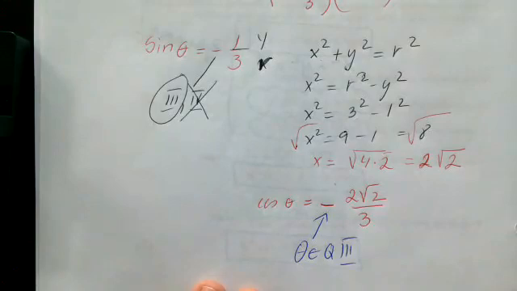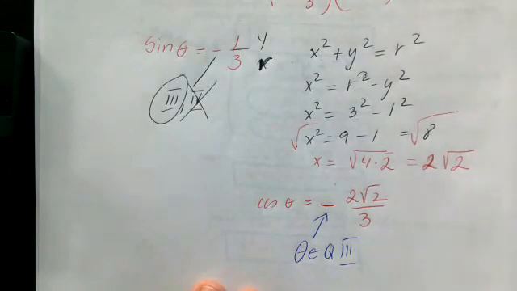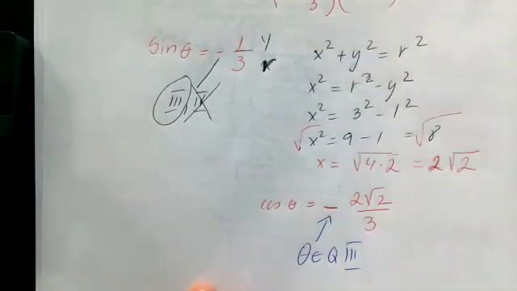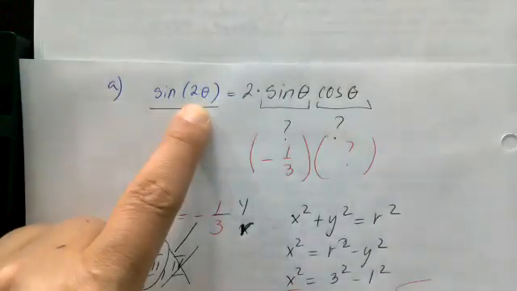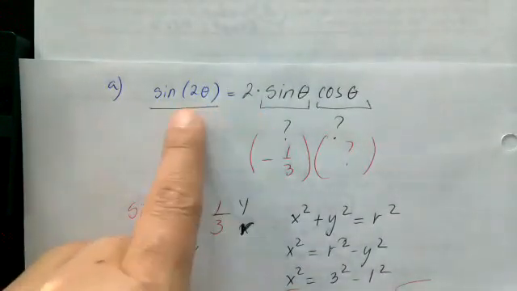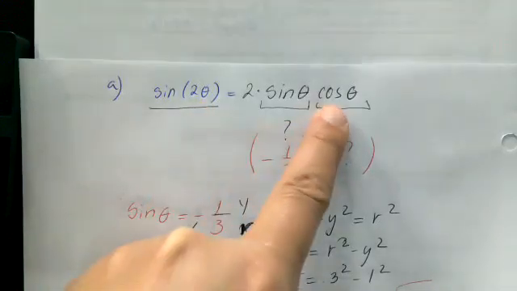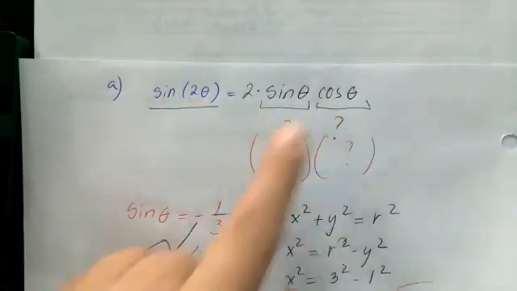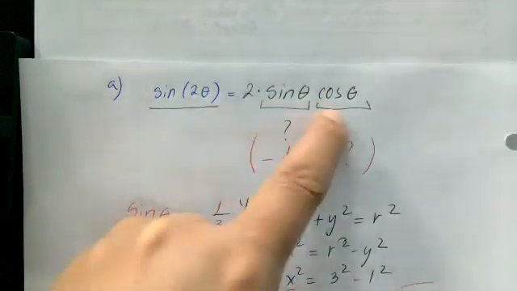Are we done with this question? Did the question ask us to find cosine of theta? No. The question asked us to find sine of double the angle, right? So for finding that, we needed cosine of theta. Intermediate step. So now we have it. All we have to do is plug and calculate.